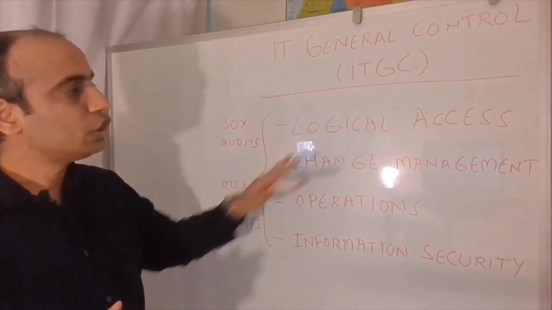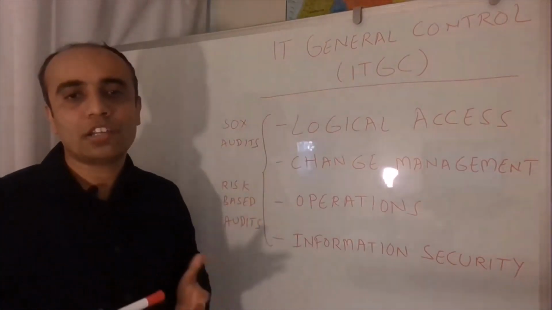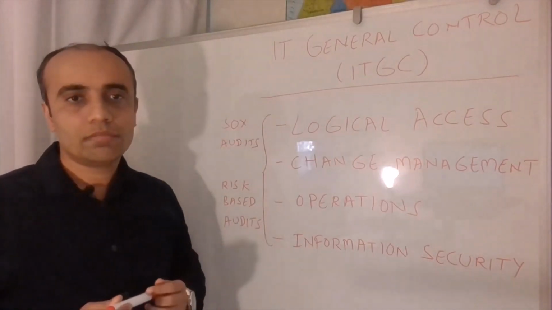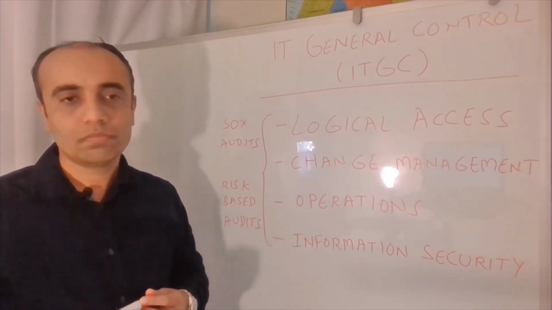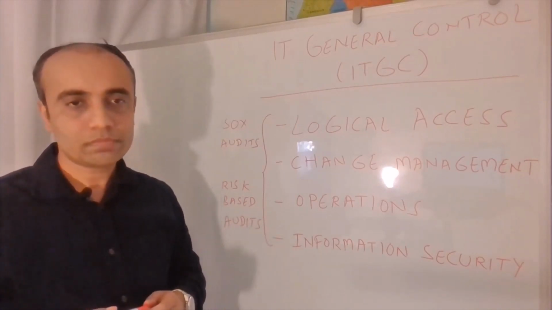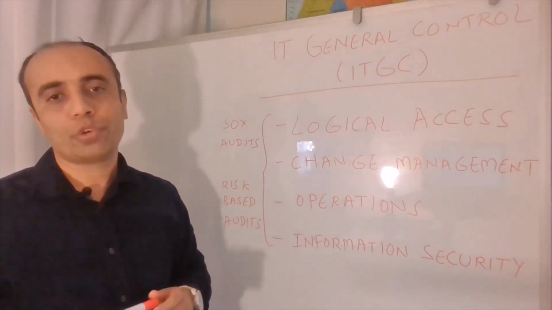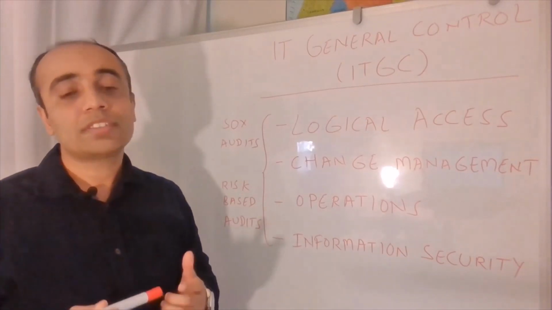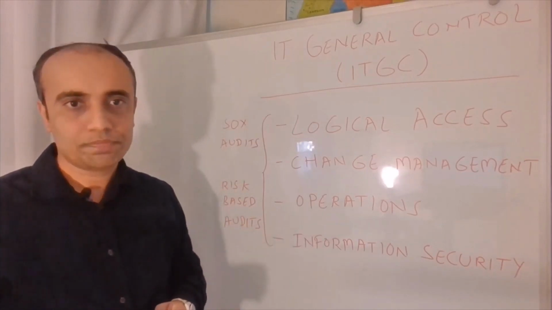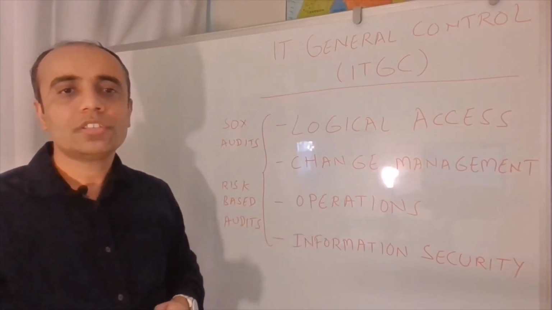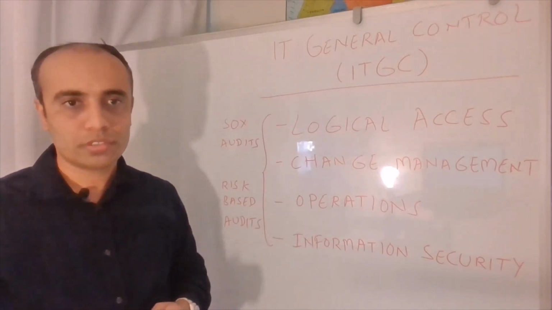Now, logical access, this area tells us how is privilege access managed, how are accounts created, how do you remove accounts when somebody leaves the organization or there is a change in role, how are password settings managed. Change management, it's all about how changes are deployed in production. Is system development life cycle followed or not, which is a term used for SDLC. Operations is all related to incident or problem management and backup and recovery processes.